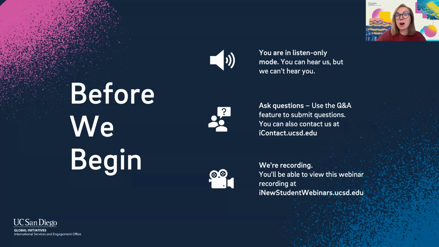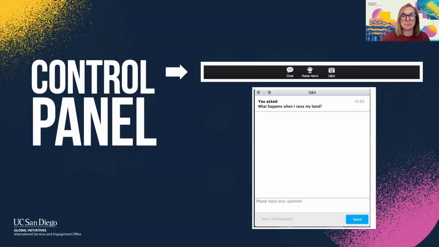So some reminders, you are in listen only mode, which means unfortunately we can't hear you, but you can hear us. So the main way that we are going to interact today is through the Q&A feature on your Zoom menu bar. If for some reason we don't get to a question that you've submitted, you can always reach out to our office at iContact.ucsd.edu. And finally, we are recording, so you'll be able to view this webinar recording as well as all previous webinar recordings at iNewStudentWebinars.ucsd.edu. This is the same place that you can actually register for upcoming webinars, so it's a great resource.